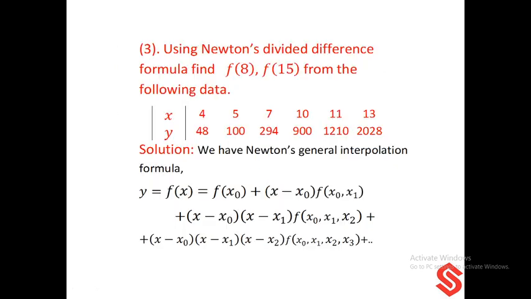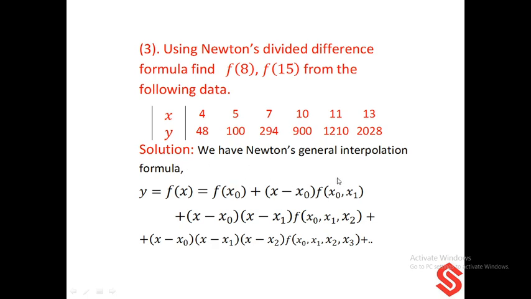Next problem, third one. Using Newton's divided difference formula, find f of 8 and f of 15 from the following data. Here the data is given. X takes values from 4 to 13 and y takes the values 48 to 2028. You can observe the values of x here. They are not equally spaced. You see the difference. 5 minus 4 is 1. 7 minus 5 is 2. So that width is not same. So you can see they are at unequal intervals.